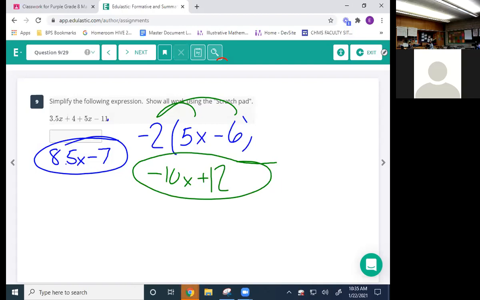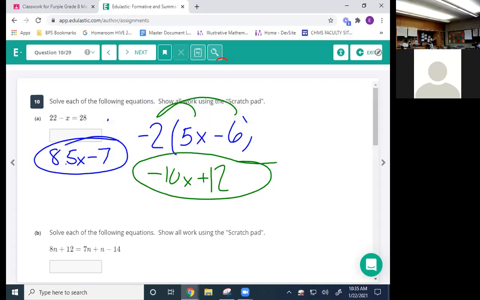Now, this is where it's going to get a little bit trickier, and this is where I want to spend a little bit of time. So let's take a look at some of these solving ones. Okay. Nice job, Gabe. Perfect.